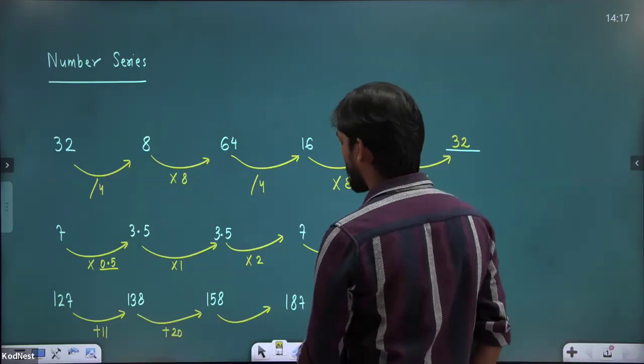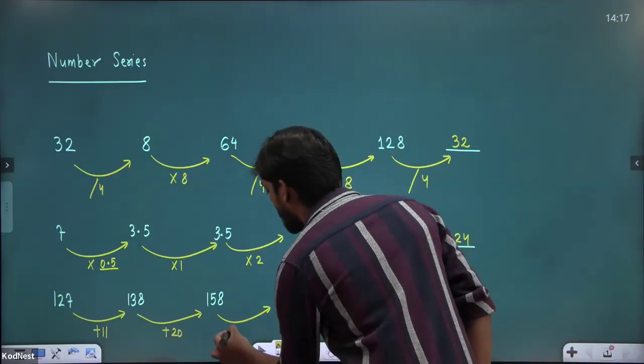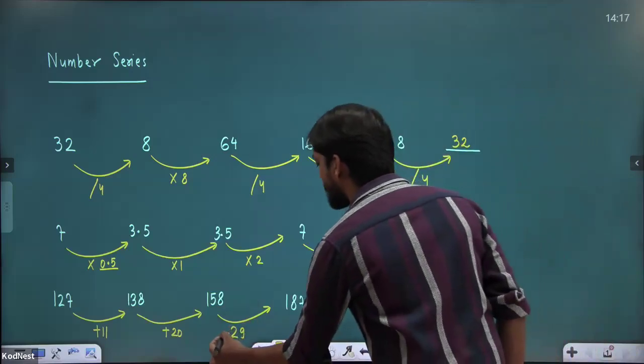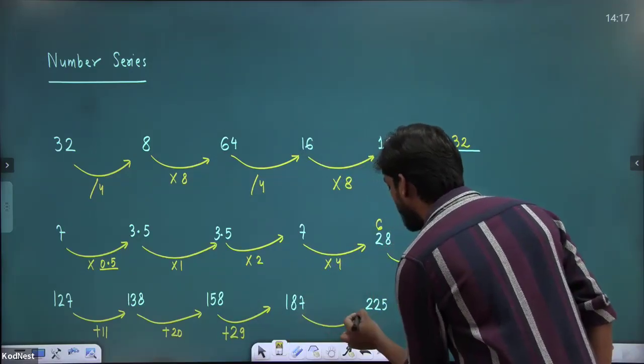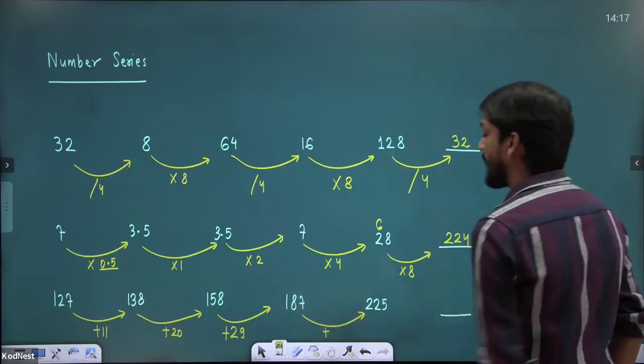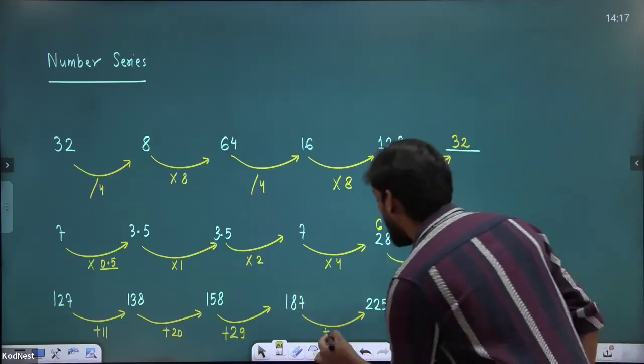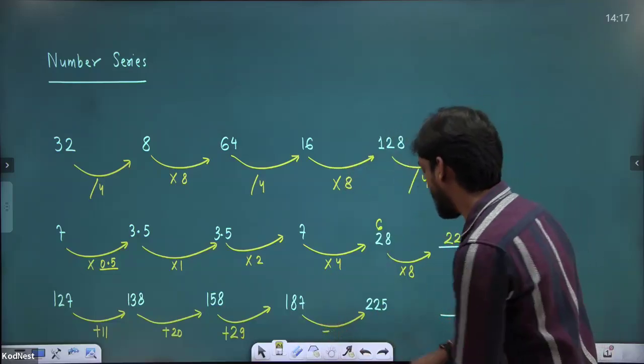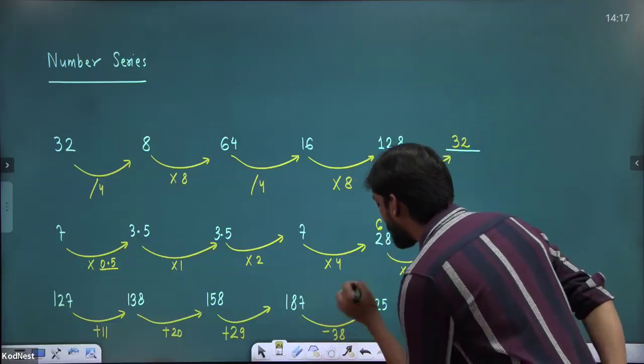158 plus 29 will give you 187. After that, 187 plus 38 will give you 225.